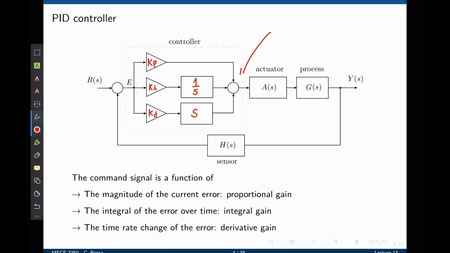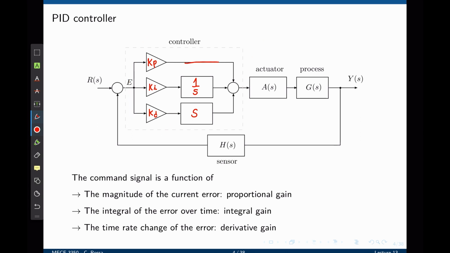The control action is given here. It is now the sum of the proportional, the integral, and the derivative of the error. Each of these components is multiplied by a gain. So in fact, you can say that the output of the PID controller is a weighted sum of the proportional, integral, and the derivative of the error.